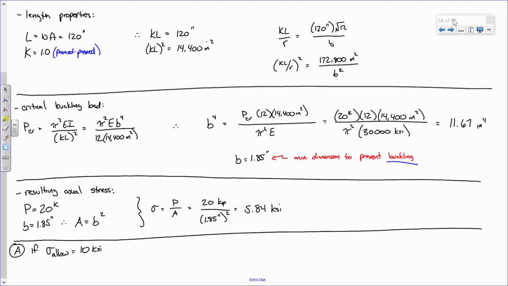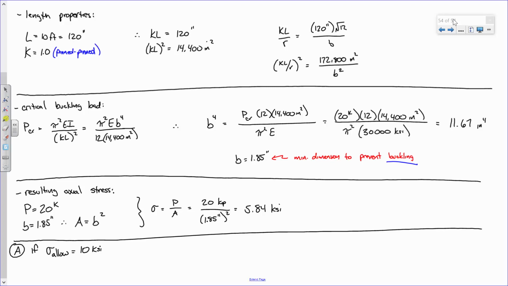So let's say I got a column that's 1.85 square inches, or 1.85 by 1.85. I put load on it, 20 kips. It won't buckle because that's the minimum size to prevent buckling, and that's its stress. Is that an acceptable solution? Let me ask it that way. I think I'm asking in a confusing fashion. If I put 20 kips on this column, would you agree that's the stress? Is that stress acceptable compared to this?